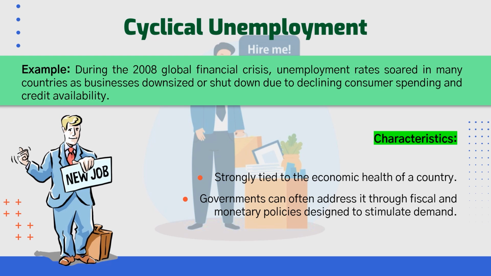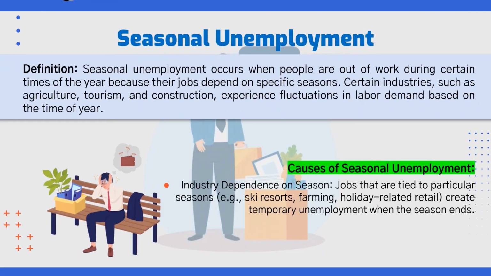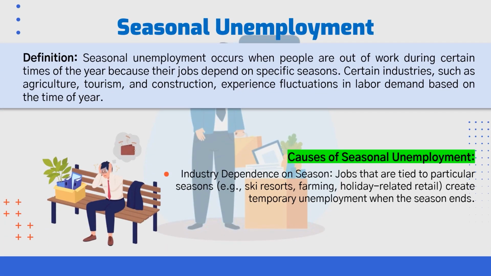The last type of unemployment we'll discuss is seasonal. Seasonal unemployment happens when jobs are only available during certain times of the year. This occurs in industries that depend on weather, tourism, or specific seasonal activities like agriculture, the tourism industry, and retail, where the holiday shopping season creates temporary jobs in stores which disappear after the holidays.